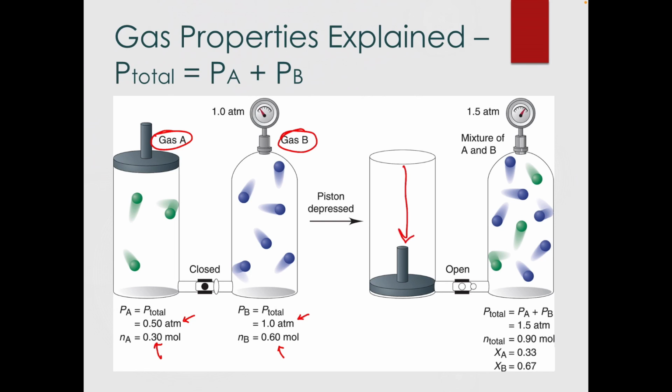depress the piston here, which squeezes all of gas A into being with gas B, you'll notice that our total pressure is now 1.5 atms because we've added together the 0.5 and the 1 atmospheres, and we've gotten 1.5. Our moles have also been added together, that 0.3 plus 0.6. And these numbers down here, these are our mole fractions of our gases. And we're going to talk more about that on the next slide. But you'll notice, again, our pressures are always additive, right? So we added our 0.5 here plus our 1, and we got our 1.5. So that's showing you Dalton's law of partial pressures.